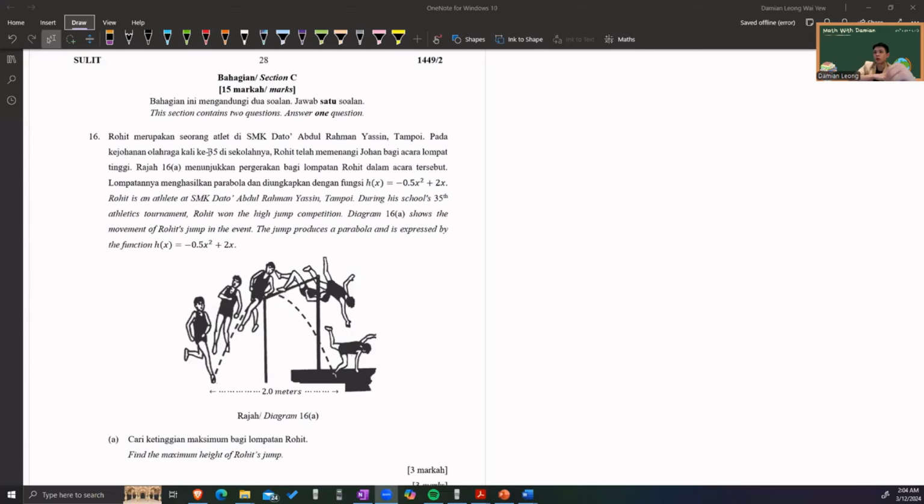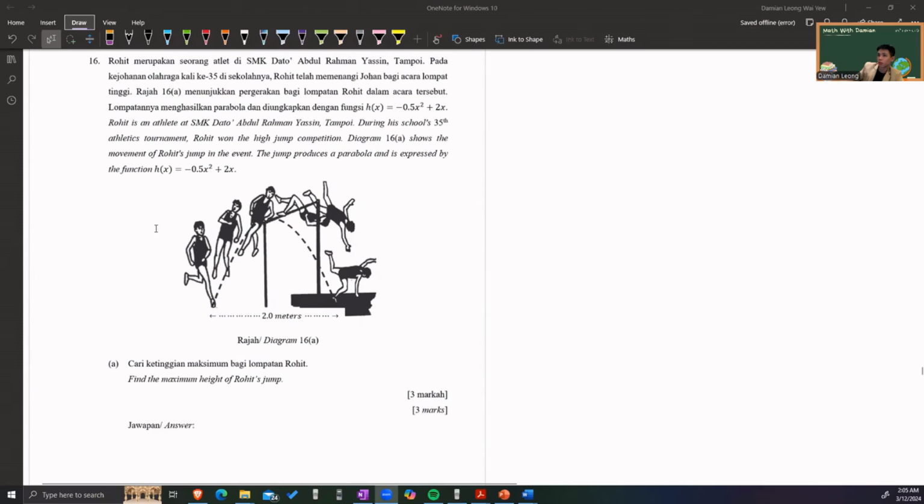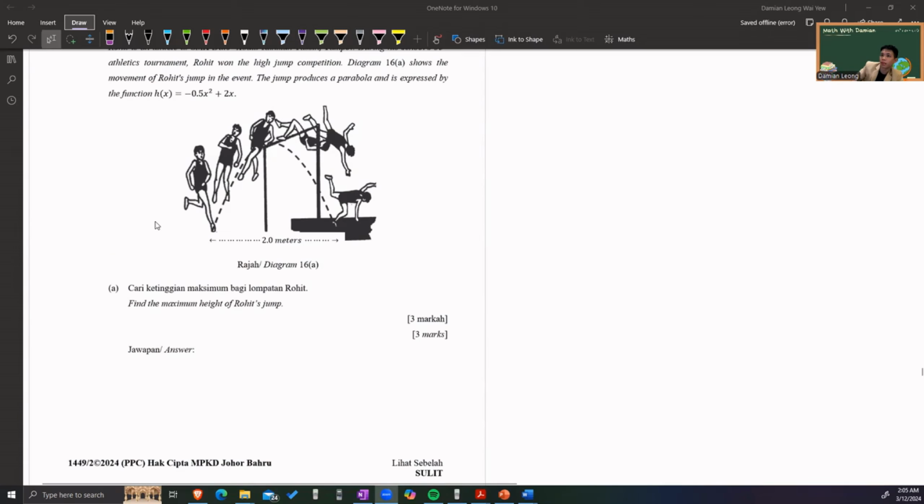Right, so Rohit is an athlete in SMK Dato Abdul Rahman Yassin Tamboy during his school's 35th athletics tournament. Rohit won the high jump competition. Diagram 16A shows movement of Rohit's jump in the event. So find the maximum height of Rohit's jump. We want to find the maximum based on this function.